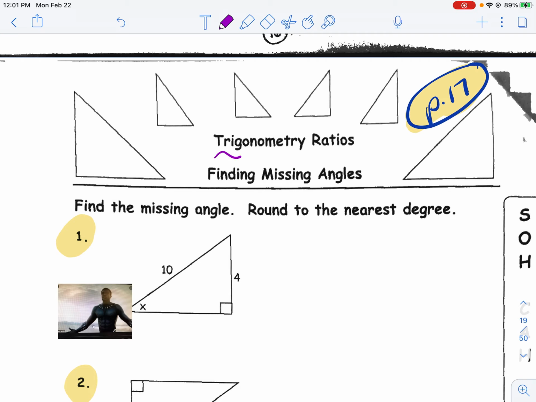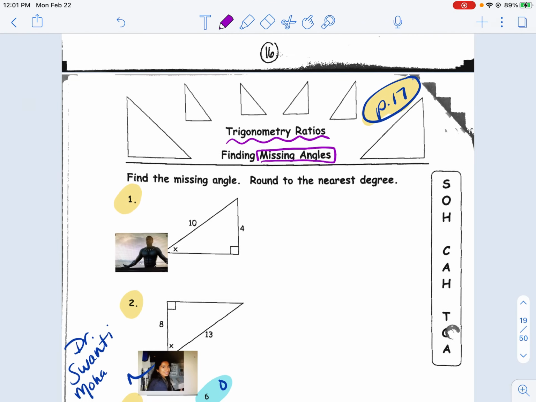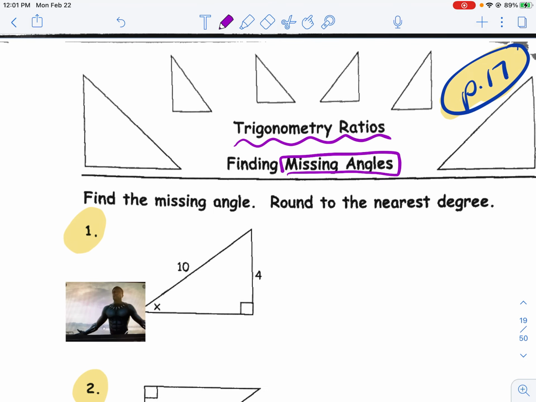We are on page 17, and today we are going to start a new but related topic, finding missing angles. Our goal today is to figure out what the degree measure of our angles are. So, let's write a little note to ourselves. On the side of your notes, I'm just going to write SOHCAHTOA.